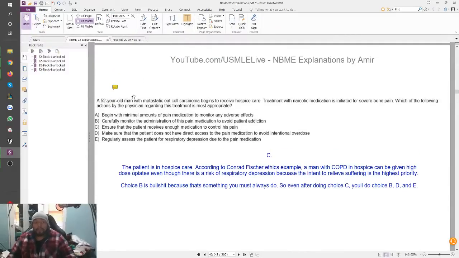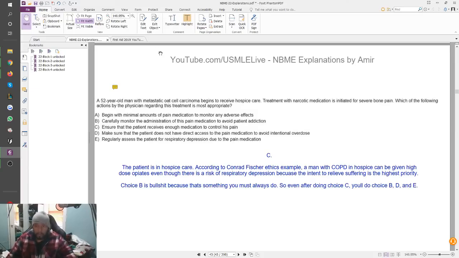This one says, a 52-year-old man with metastatic oat cell carcinoma begins to receive hospice care. Treatment with narcotic medication is initiated for severe bone pain. Which of the following actions by the physician regarding this treatment is most appropriate?